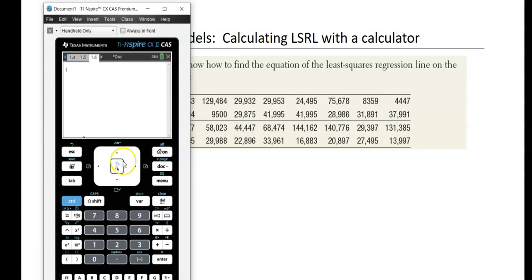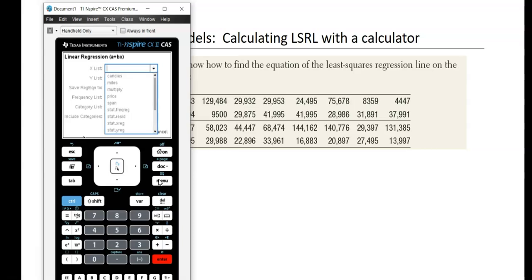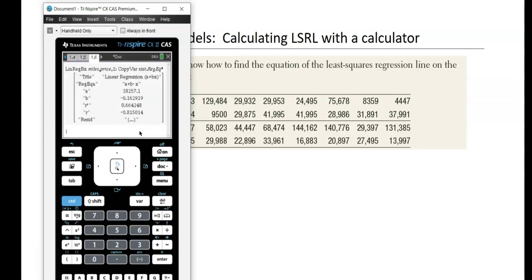If you had a calculator screen, you can hit menu 6.1 and then go to A plus BX linear regression and choose your X list, which I think was miles. And then your Y list, I think, was price. And it automatically saves the equation in F3, which is kind of handy. And so it just calculates it for you, gives you R and R squared there, gives you the regression equation by giving you A and B, it gives you the form, and it gives you residuals.